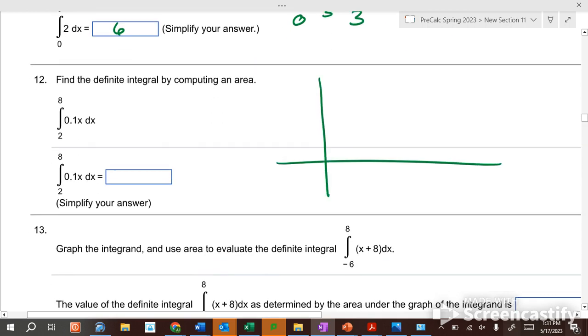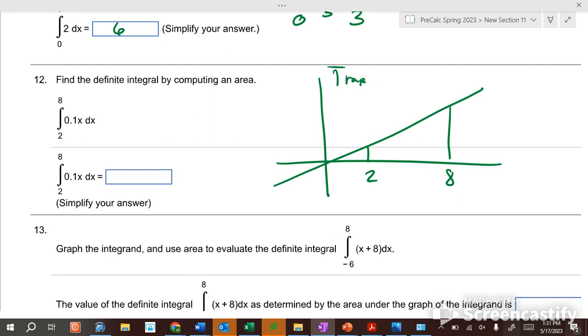0.1x is a graph that goes up like this. From 2 to 8. Okay? So it's a trapezoid, where the height is the distance from 2 to 8. So the area of a trapezoid is 1/2 the height. From 2 to 8, it's 6. Base 1 is down here. If you stick a 2 into here, you get 0.2. Base 2 is up here. If you stick in an 8, you get 0.8. You add them, you get 1 times half of 6. The area of that trapezoid is 3.